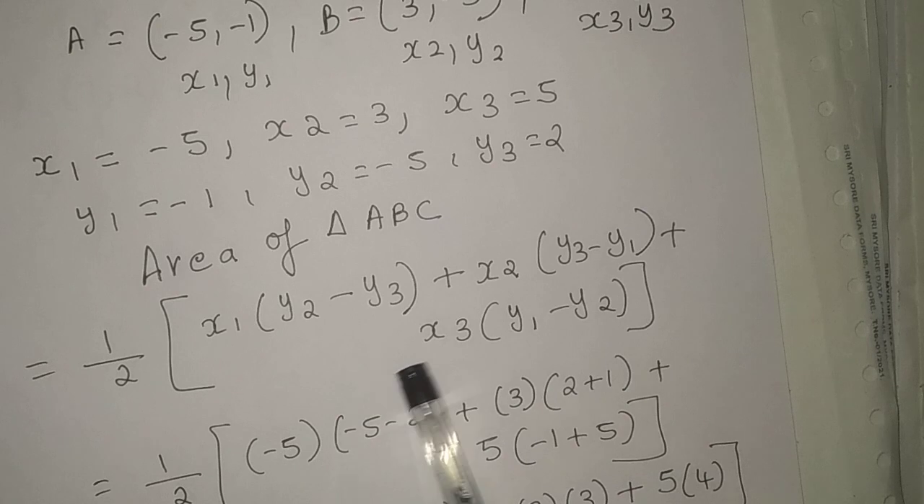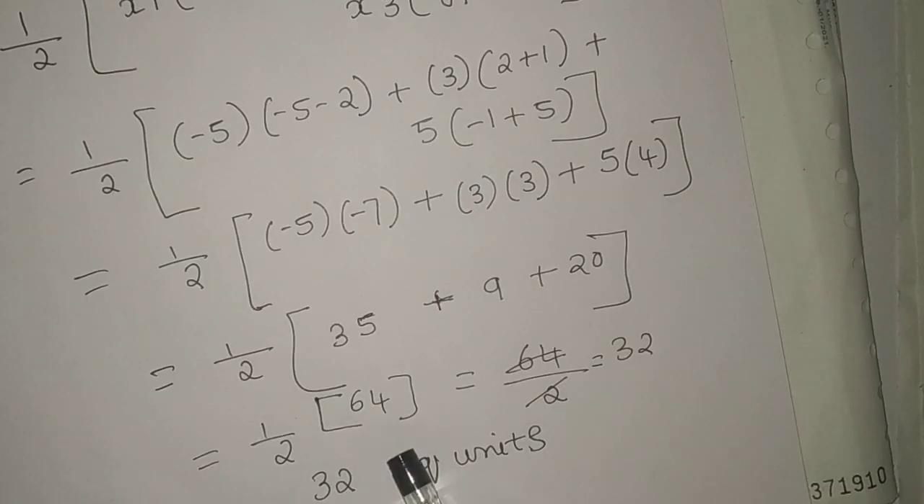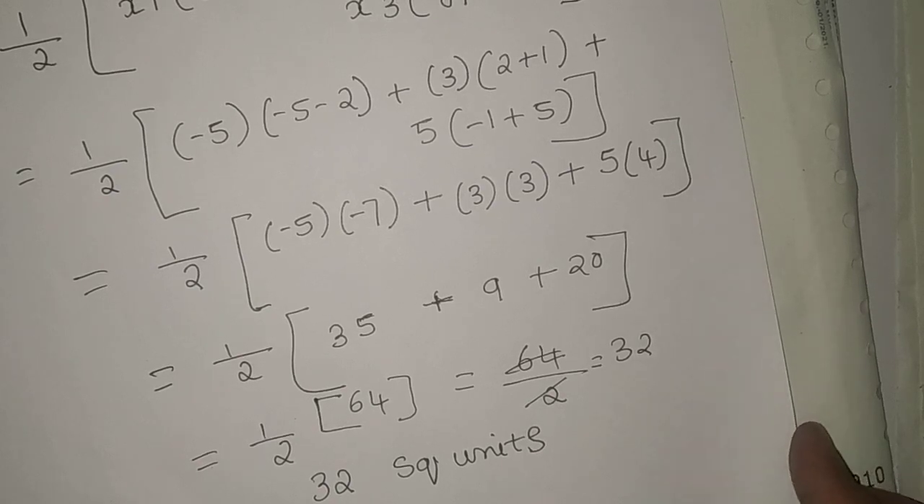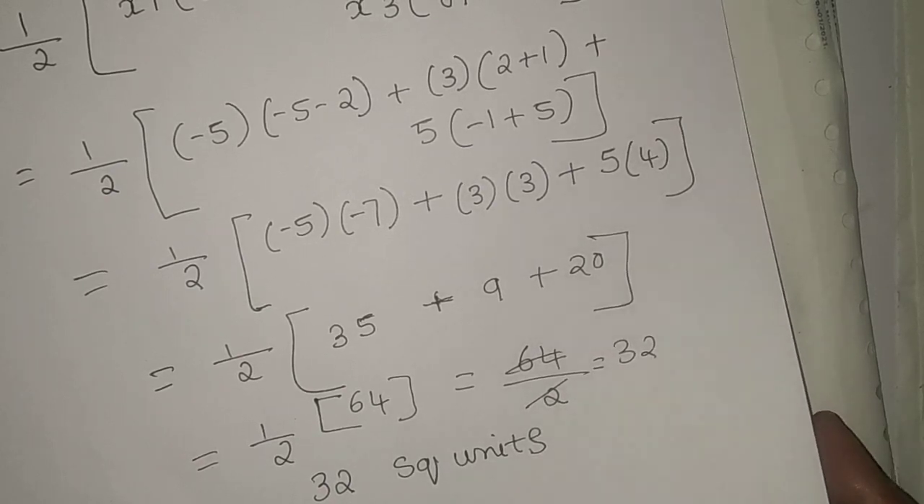After this, substitute all the given values here, then simplify this. Finally we'll get 64 by 2, then divided by 2 we'll get 32 square units. So this completes the first problem. So we move on to the second one.